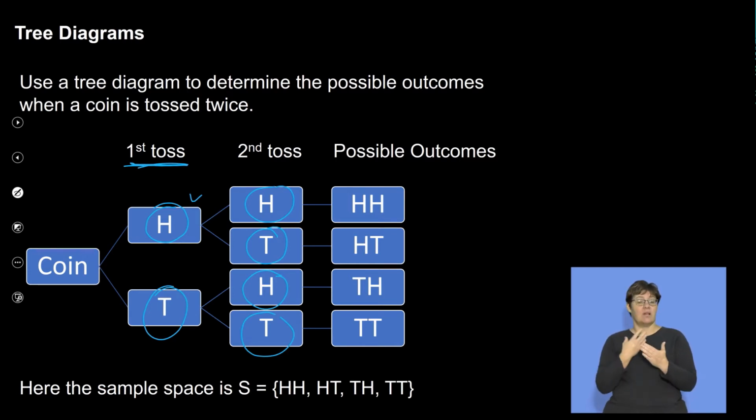Then those are the possible outcomes. If you toss it twice, we could get head head, head tail, tail head, and tail tail. So we have what? 4 possible outcomes if we toss a coin twice. So then the sample space, which is S, will be HH for head head, HT, TH, and TT.